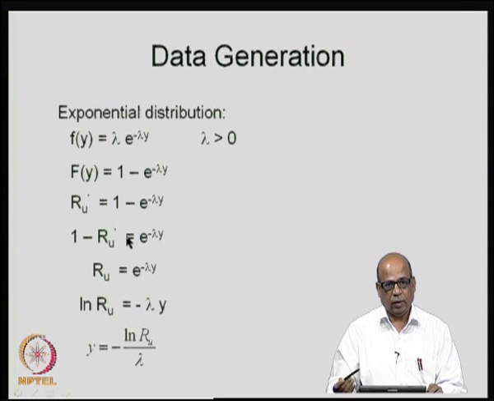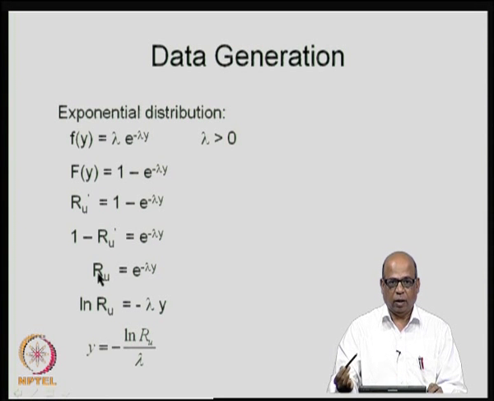Because r u dash is between 0 and 1 and it is random, I can put this as r u, another random number. 1 minus r u dash itself is a random number. So, r u is equal to e to the power minus lambda y. Then we take logarithms. So, ln r u will be equal to minus lambda y. Therefore, y is equal to minus ln r u by lambda.